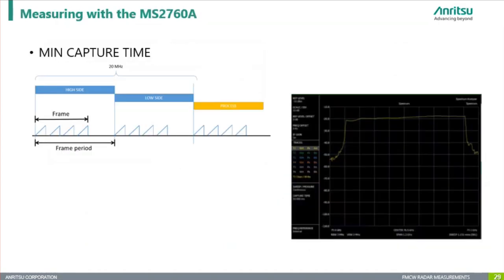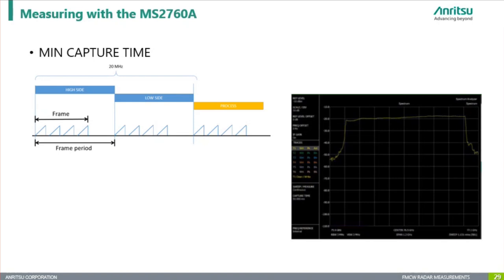The first major step in enabling valuable measurements for automotive radar using the MS2760A spectrum analyzer was the introduction of minimum capture time. This feature plays a crucial role in ensuring complete signal acquisition. What does minimum capture time do? It extends the duration of each sample, allowing the analyzer to hold the signal longer before moving to the next processing stage. By setting the capture time equal to the frame period of the radar chirp, the analyzer ensures that the entire chirp signal is captured within that time window.